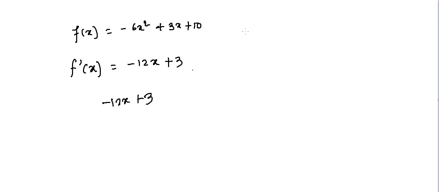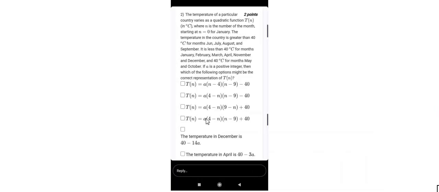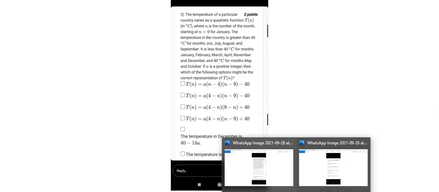Why is this happening? If you look at the parabola at the vertex, you will find that your slope will be equal to 0, right? Because the tangent is parallel to the x-axis. That's why you can just equate it to 0, and the value of x you are going to get is 3 by 12. So your vertex x-value will be 1 by 4, hence your option B will also be incorrect.